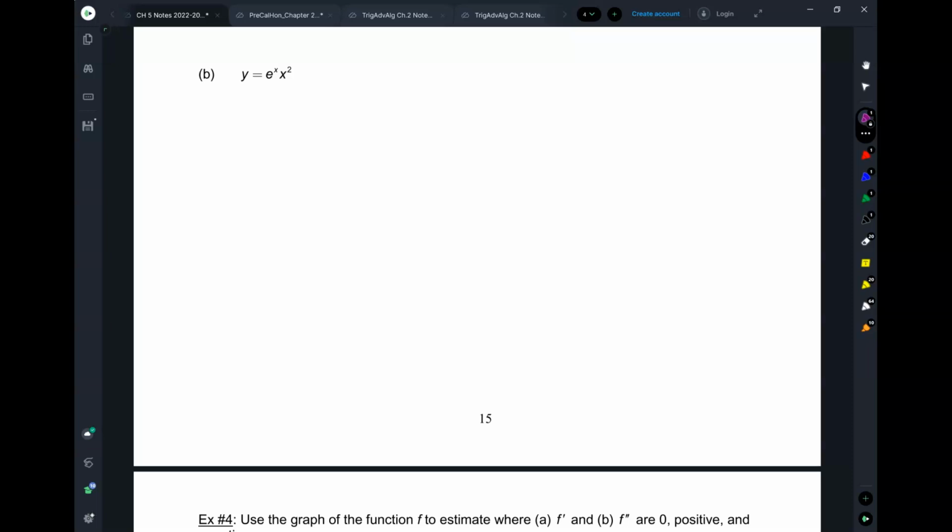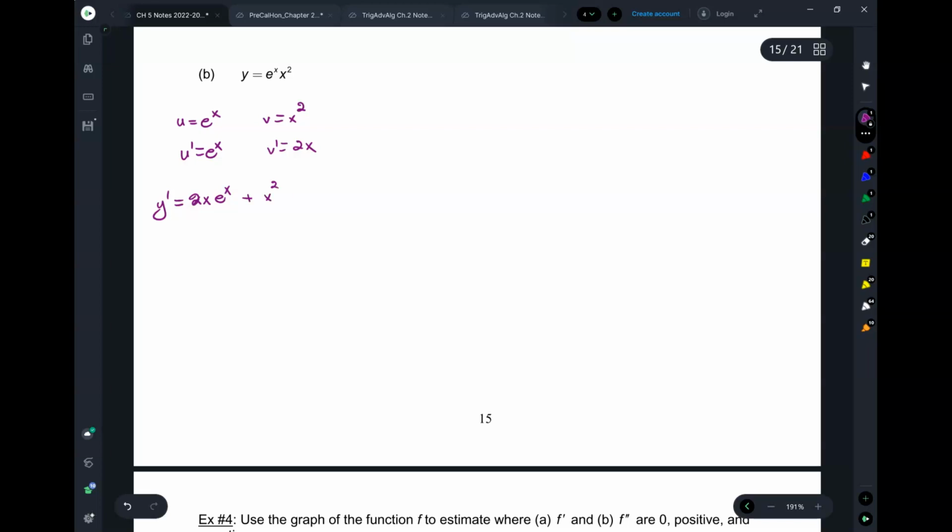All right. So, product rule. Okay? So u prime is e to the x. v prime is 2x. All right? So y prime is 2x e to the x plus x squared e to the x. Now you have to find the derivative of this. Now you have to do it again. Okay?